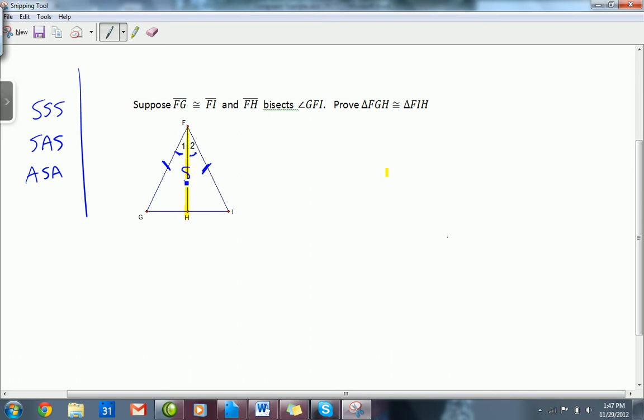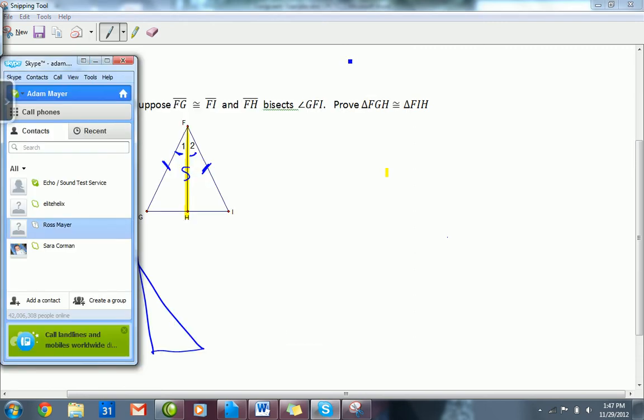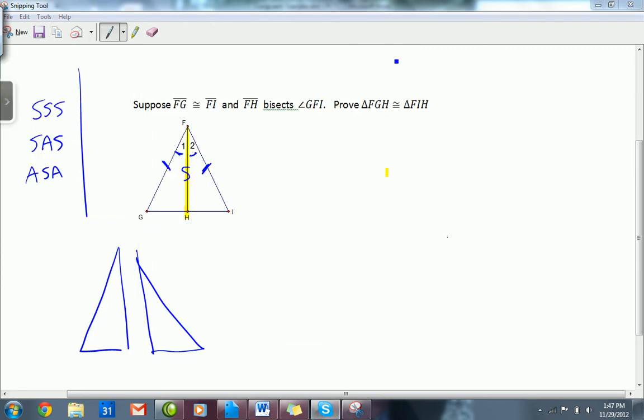Okay, so if we were to split these two triangles apart, here is triangle FGH, right? And here's that shared side right there. Right, and here is triangle FHI, and that's that shared side right there. Okay? And so what we're trying to do is to prove those triangles are congruent, right? That's our goal. And so I'm going to mark these two separate triangles up. There's angle 1, there's angle 2. And those two sides are congruent to themselves.